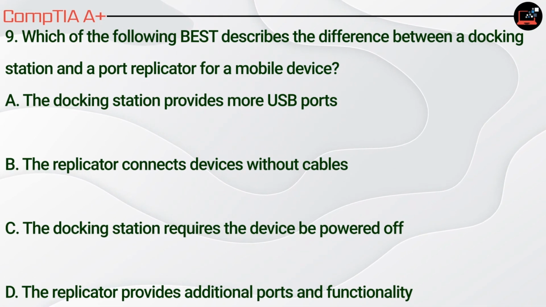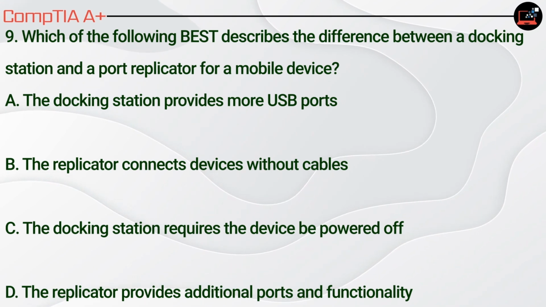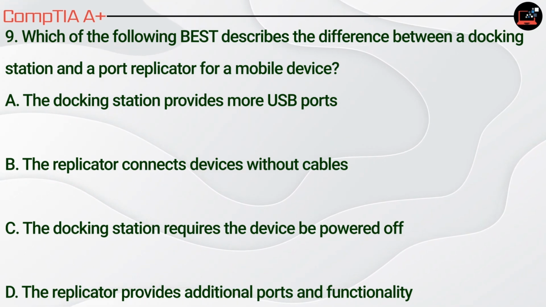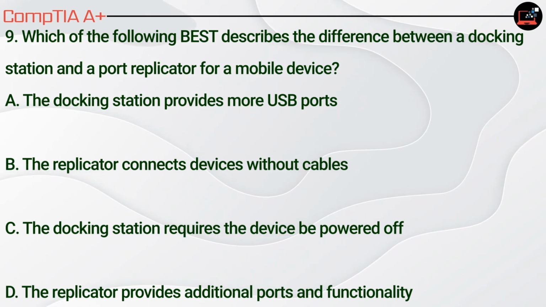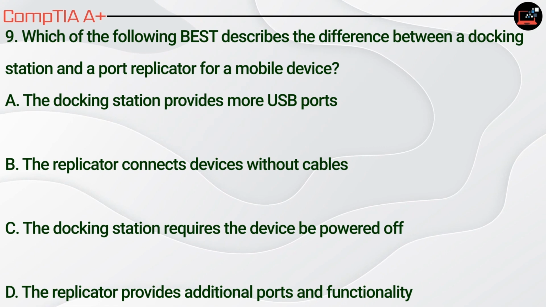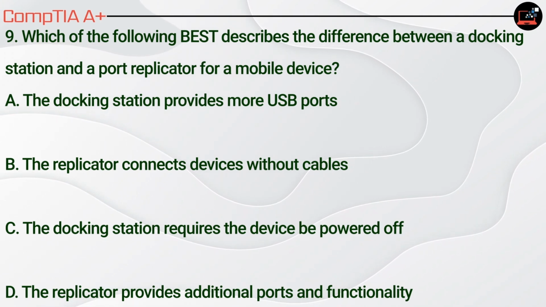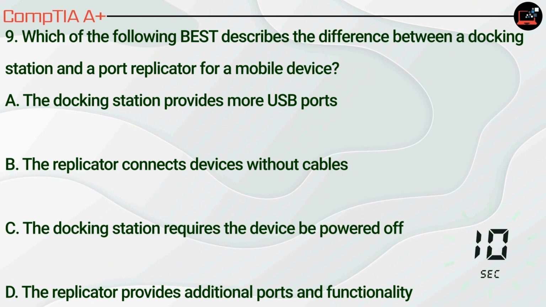Nine. Which of the following best describes the difference between a docking station and a port replicator for a mobile device? A, the docking station provides more USB ports. B, the replicator connects devices without cables. C, the docking station requires the device be powered off. D, the replicator provides additional ports and functionality.